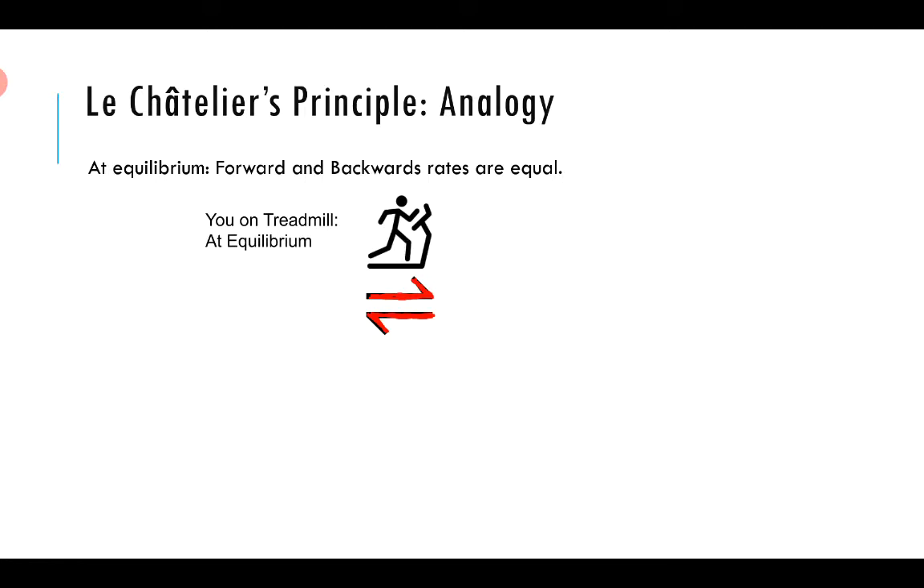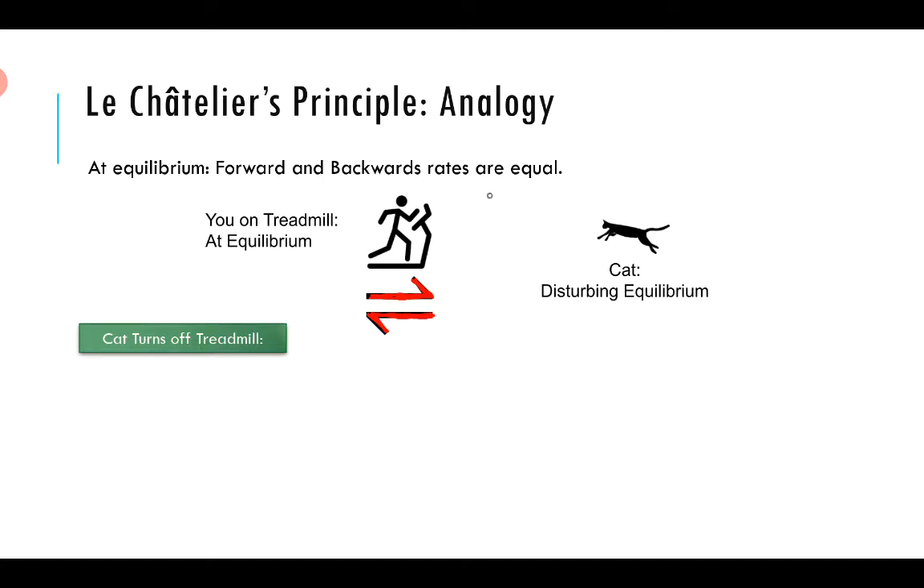So you're at equilibrium on this treadmill, but you just adopted a new cat. And cats are known to be jerks. And so this cat is going to disturb your equilibrium. Now, there's a couple options here. The first option is that your cat turns off the treadmill. And we need to figure out which way you're going to fly. Go ahead and try to figure out which direction you would fly if the treadmill turns off.